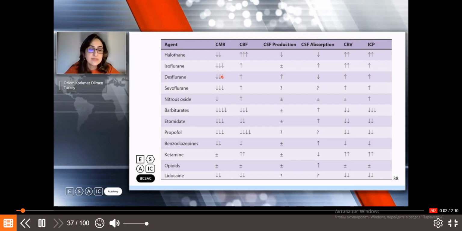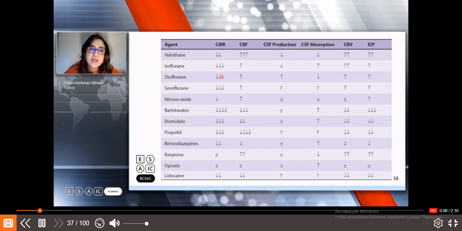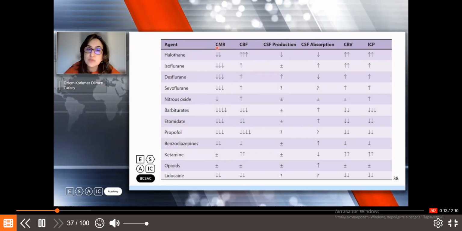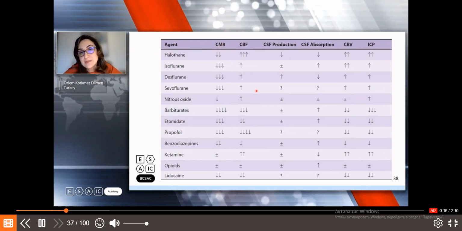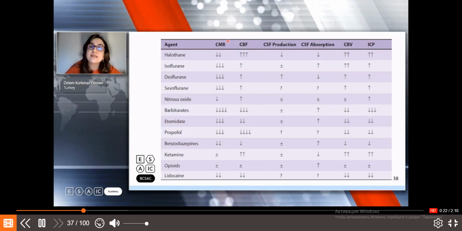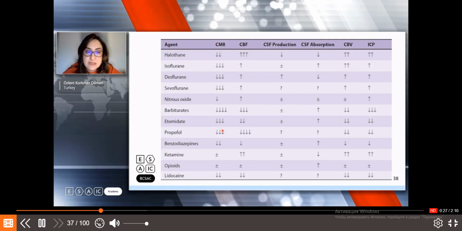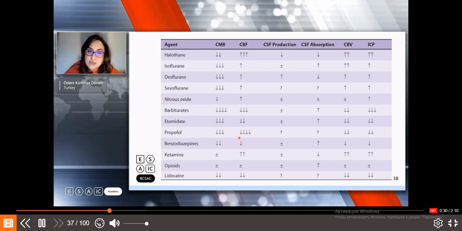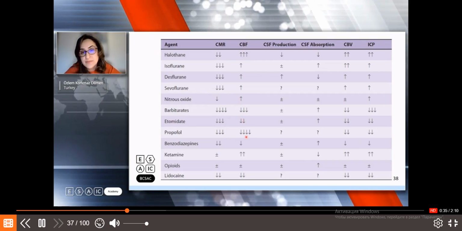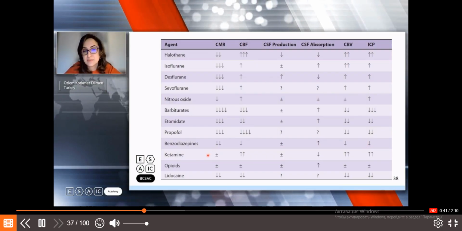And let's look at the effect of anesthetic agents on cerebral physiological parameters. As you see here, all inhaled anesthetics reduce the cerebral metabolic rate, increase cerebral blood flow, and increase the intracranial pressure. As you see here, halothane has the highest effect. Regarding intravenous anesthetics, all intravenous anesthetics reduce the cerebral metabolic rate, cerebral blood flow, and also intracranial pressure, except ketamine.